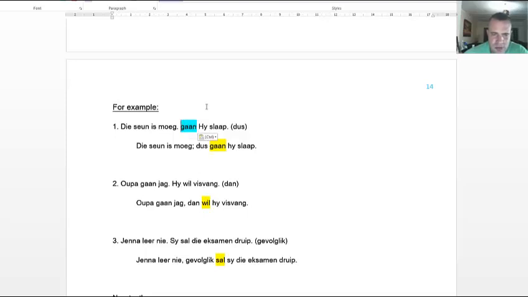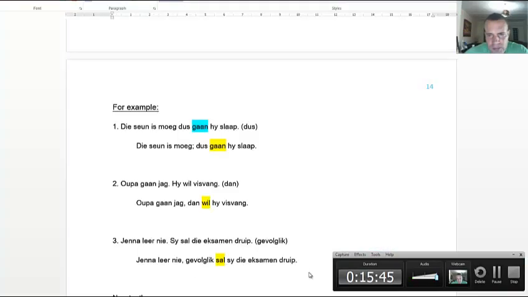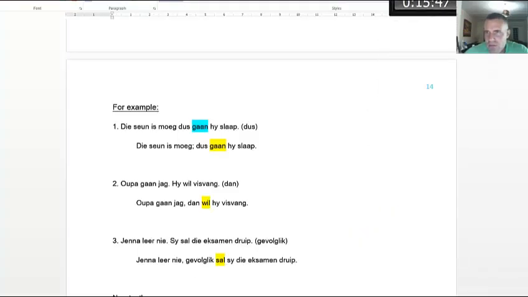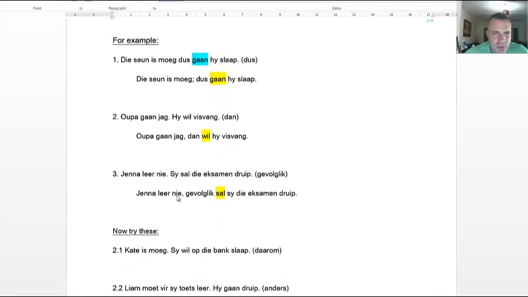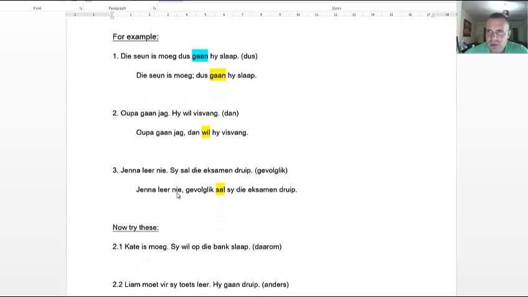Okay, and then you put in this. Alright, and then make it all one sentence. Dus gaan hy slaap. He is tired, therefore he is going to sleep. Sorry, I just want to move this here so I can see the time. Okay, so the second example, Oupa gaan jag, grandpa is going hunting, hy wil vis vang.